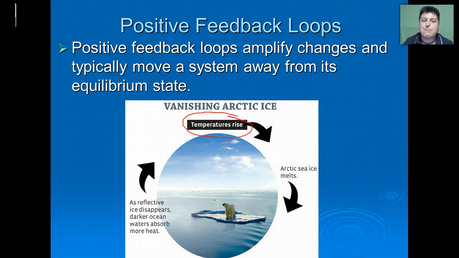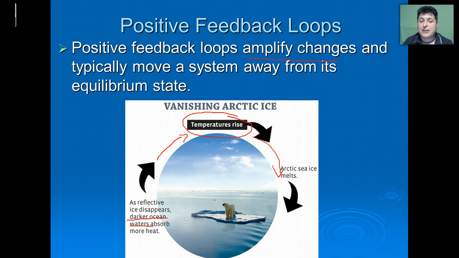That increased temperature may cause Arctic ice to melt. Arctic ice has a high albedo. It reflects a lot of the sun's energy. But when it melts, we have darker ocean water that is present, which has a much lower albedo, and so it absorbs more heat. If more heat is being absorbed, we're actually going to see an increase in temperature. We're actually amplifying that initial change of a temperature change.